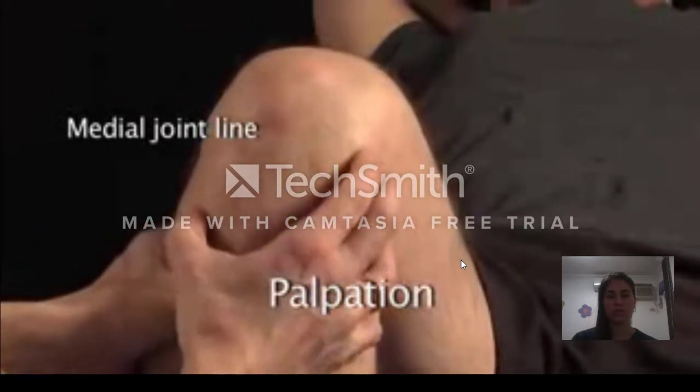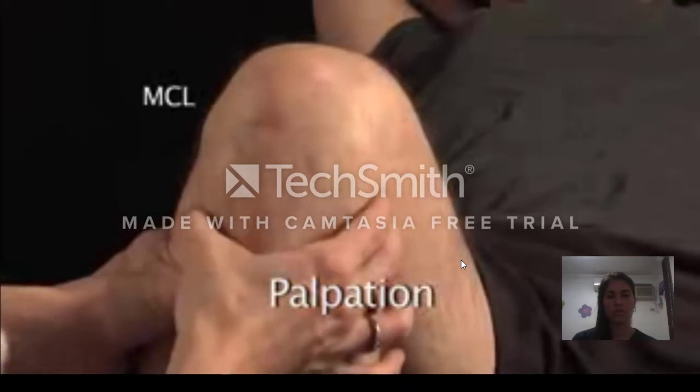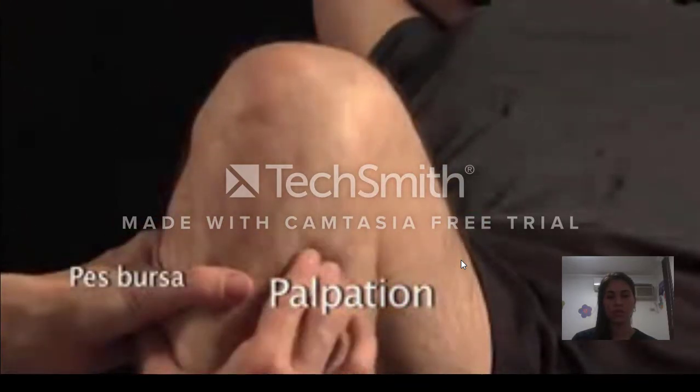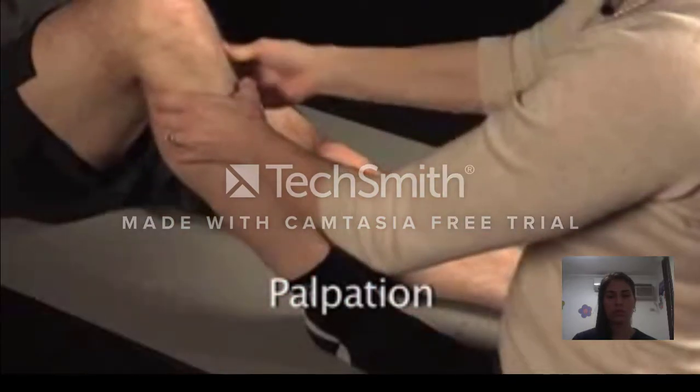Any of that bother you? No. Okay. I'm going to push over here. Good. Up here? Yeah. It's okay. Okay, one last spot. Kind of right in here. Anything there? No. Okay, good.